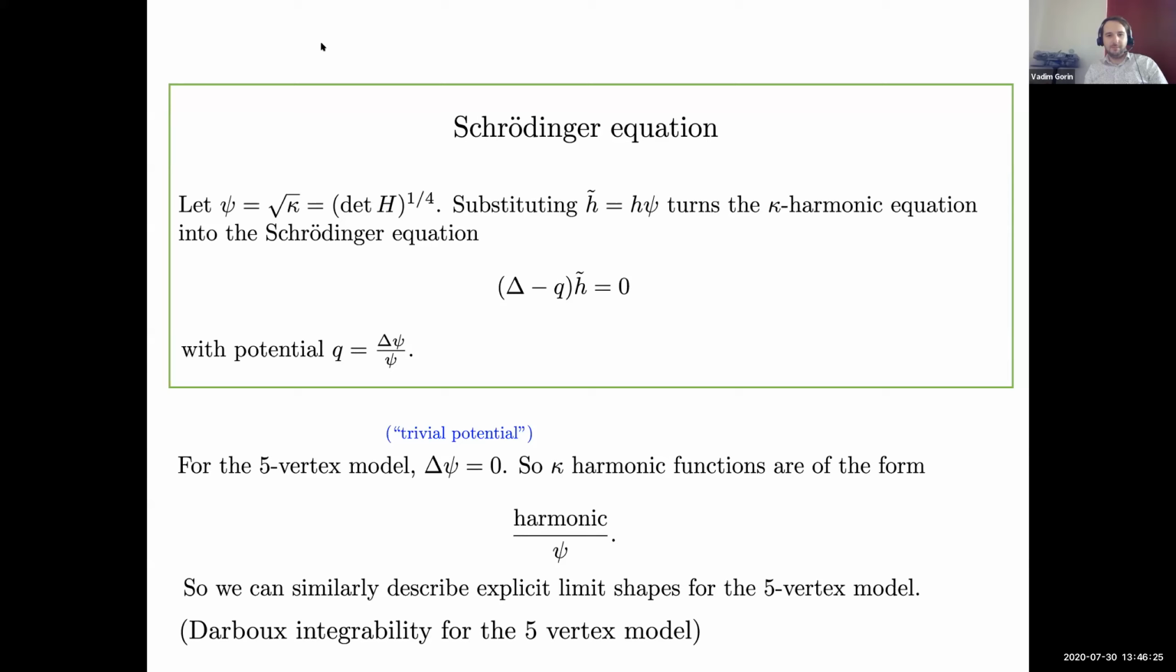Okay, perfect. I actually have a question. Maybe it's a question for tomorrow. But in the 5-vertex model, that is determinantal, right? Even in the generic case? No, it's not determinantal. You need Bethe ansatz to solve the 5-vertex model. I'll explain tomorrow. That is indeed a question for tomorrow.